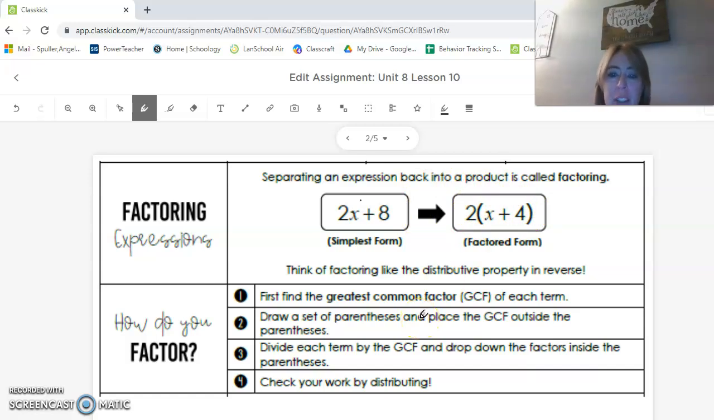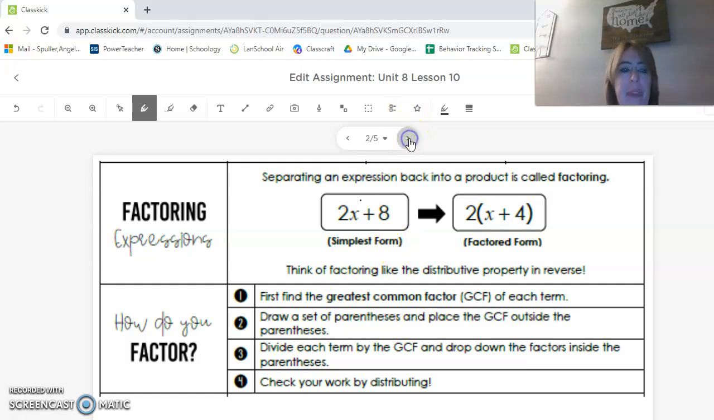So to factor, it's like the distributive property. Instead of multiplying both of them, we're going to be dividing both of them. So we're just going backwards now. To factor, first find the greatest common factor of each term, then draw parentheses and place the GCF outside the parentheses. Divide each term by the GCF, or the greatest common factor, inside the parentheses.